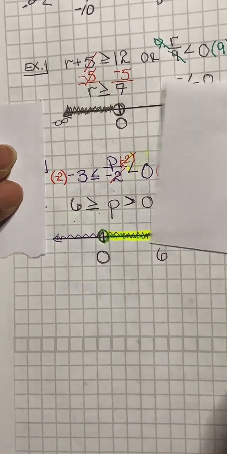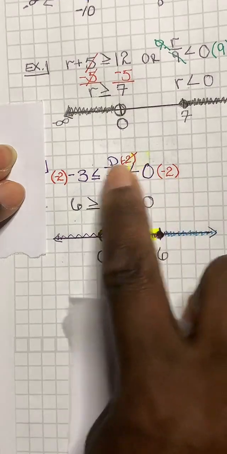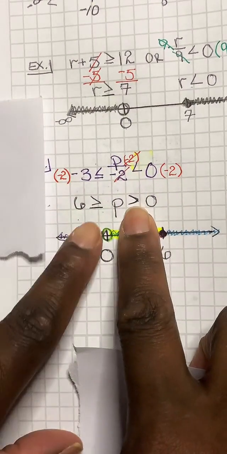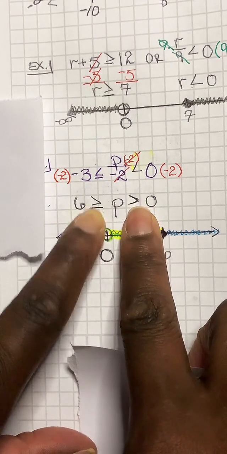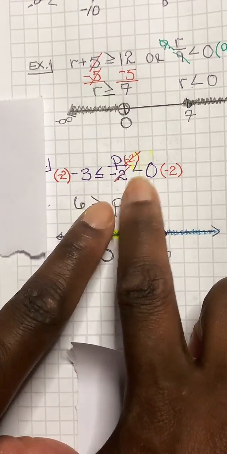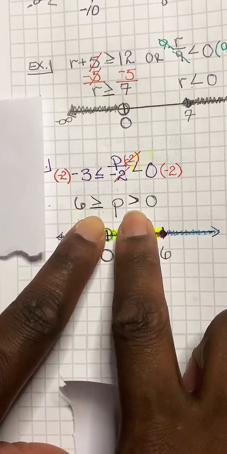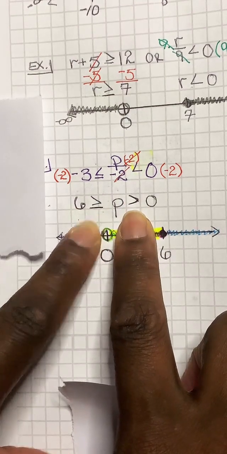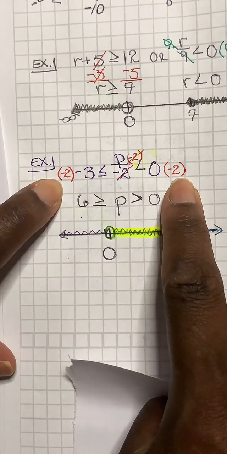All right, so since we multiplied by a negative number, that's why the directions of the inequality changed. Okay, so if you notice it was less than or equal to and less than, and now it's greater than or equal to and greater than, it's because you multiplied by a negative number.